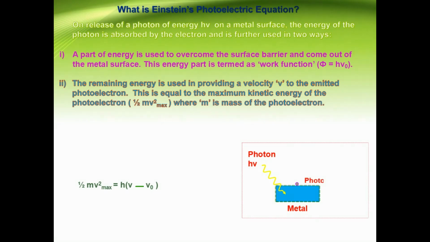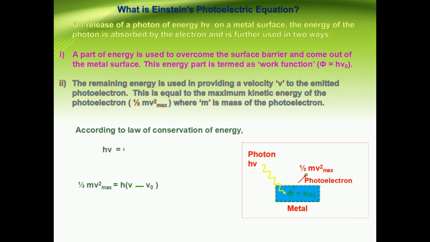The remaining part of the energy is used in providing a velocity v to the emitted photoelectron. This is equal to the maximum kinetic energy of the photoelectron. So half m v square max, where m is the mass of the photoelectron, is equal to hv minus hv naught. Energy hv is equal to work function plus the maximum kinetic energy, based on Einstein's photoelectric equation. Now half m v square max equals h into v minus v naught.